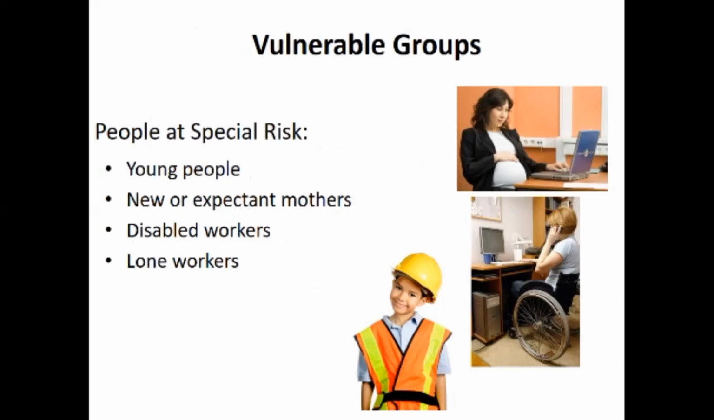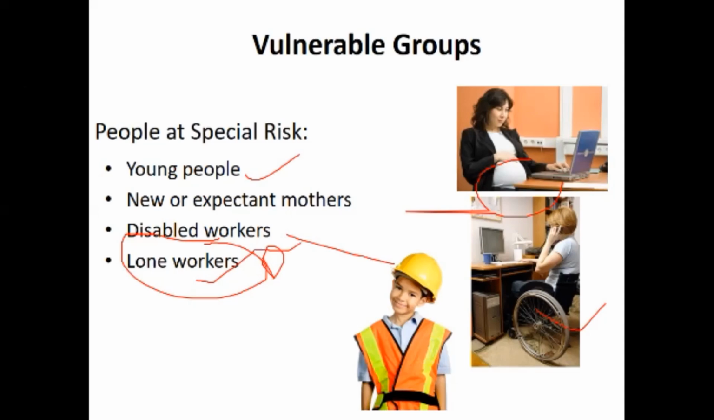Next, the vulnerable groups: people with specific or special risks. These people are the vulnerable groups, often at very dangerous locations. The young people, new or expectant mothers, meaning pregnant ladies, and disabled workers, and lone workers, who mostly work at very dangerous locations. The people at high risk are known as the vulnerable groups.